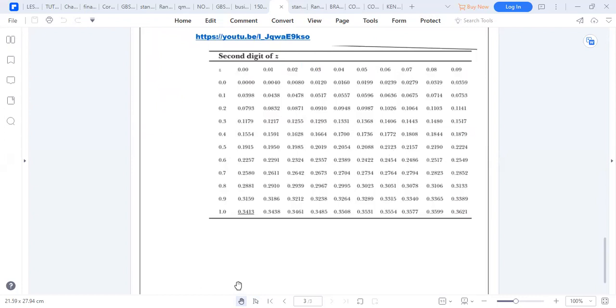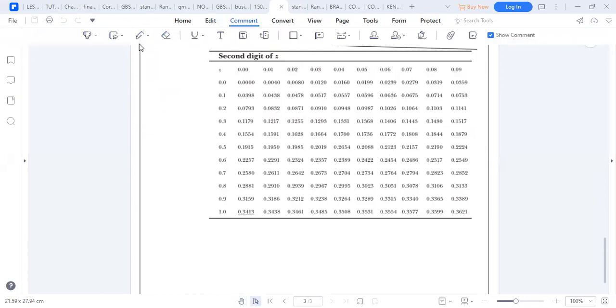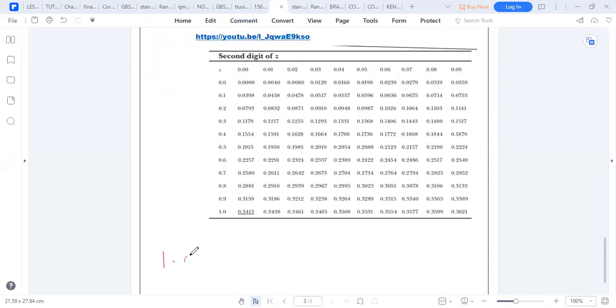For instance, if I asked you to give me the reading for 1.07. So we go under 1.0, then under 7. What reading do we have? 0.3577. However, the other table will only add a 50% here. So meaning the reading there on that table will be 0.8577. So don't get confused. They're the same tables, but the treatment is different.